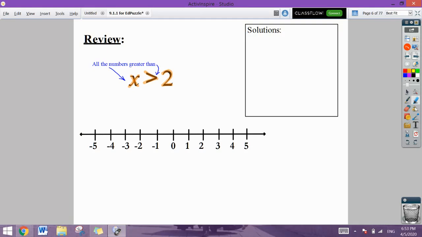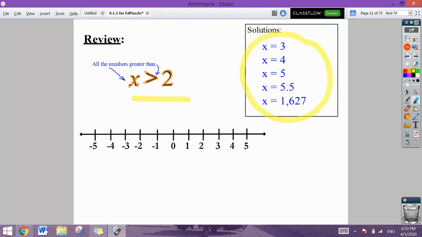Right off the bat, let me give you one answer. X is equal to 3. Now the reason 3 is a solution is because 3 is greater than 2, right? So that's one answer. Another solution is 4, because 4 is greater than 2. Does that make sense? 5 is greater than 2, so it's a solution. 5.5 is greater than 2, so that's a solution. 1,627 is a solution, because 1,627 is greater than 2, right? These are all examples of solutions to our inequality right here.